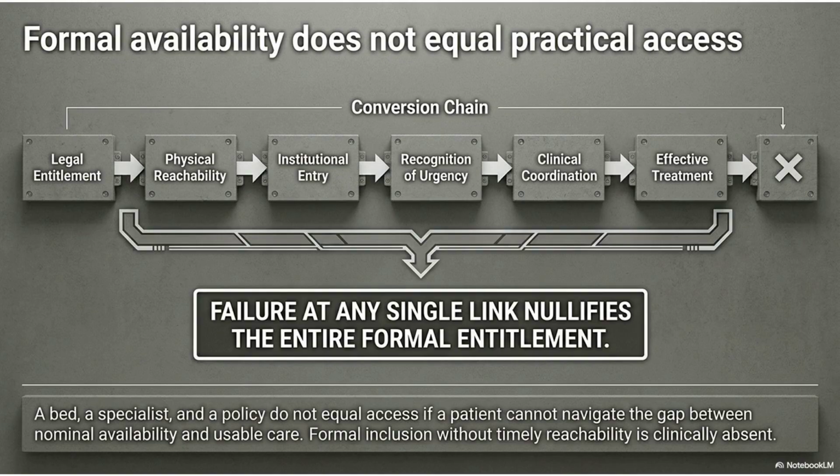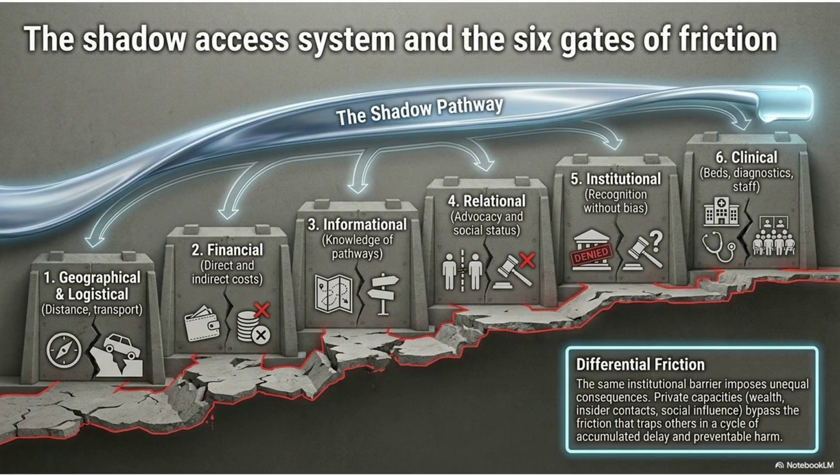Understand how formal availability can fail without practical access, emphasizing the conversion chain's importance. Explore the shadow access system and the six gates of friction that hinder healthcare access.